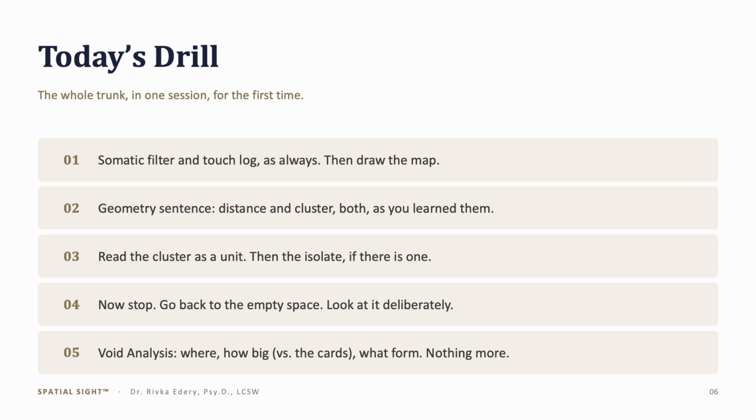1. Somatic filter and touch log, as always, unchanged, then draw the map before any flip. 2. Your geometry sentence carries distance and cluster both exactly as you learned them on day 3 and day 6. Those do not expire. The signals accumulate. 3. Read the cluster as a unit, then the isolate if there is one. 4. Now stop. This is the move. Go back to the empty space and look at it deliberately.